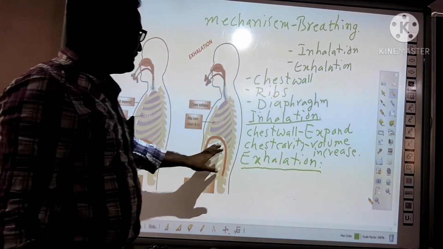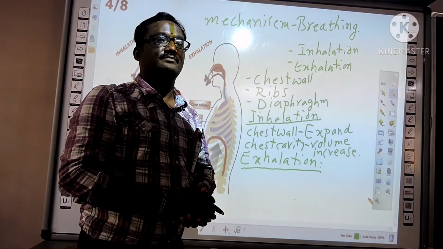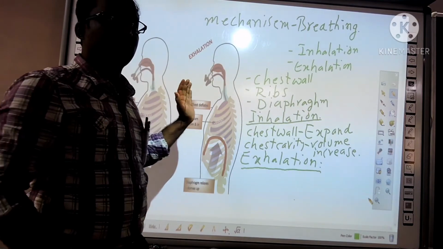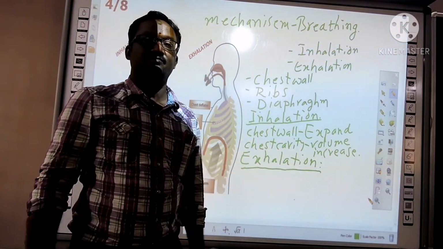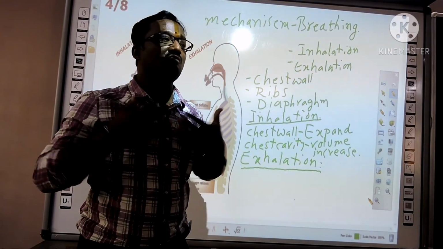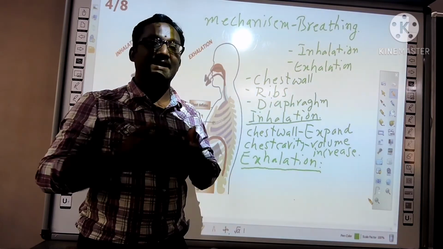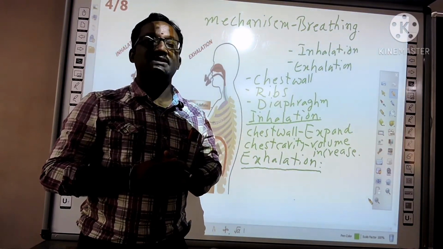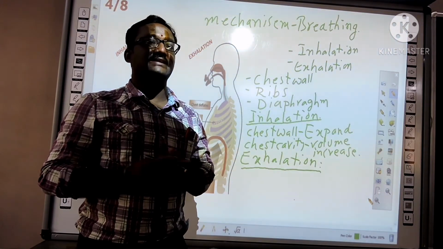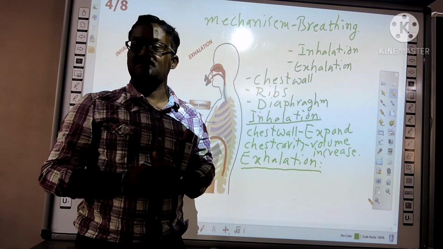Okay, let us see what happens during the exhalation process. Exhalation means breathing out. The actions in inhalation become reversed in exhalation. So what happens to the chest wall? It moves downward, isn't it? It moves downward. That means it contracts. So due to this, pressure is applied on the lungs, and the volume of the chest cavity decreases.